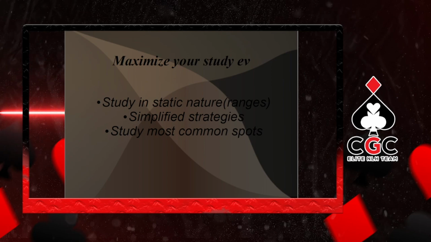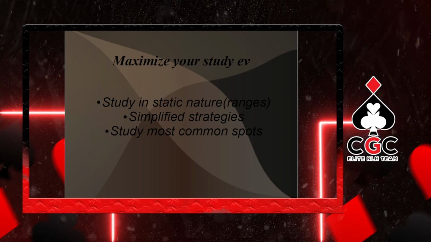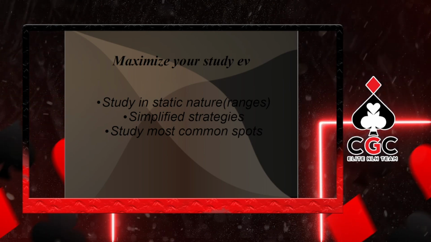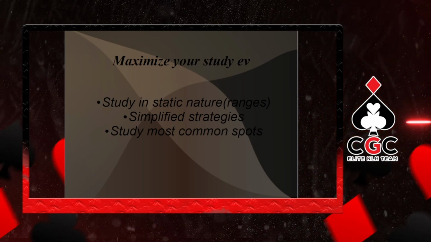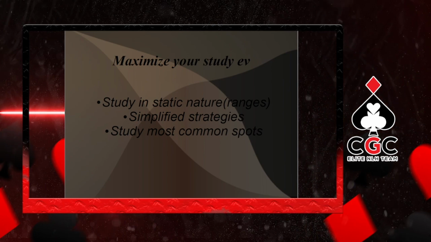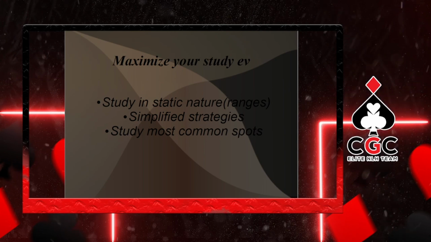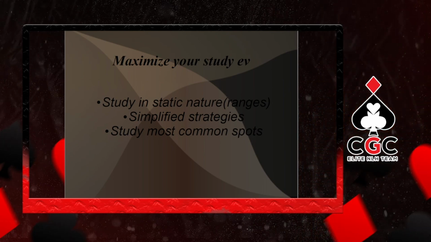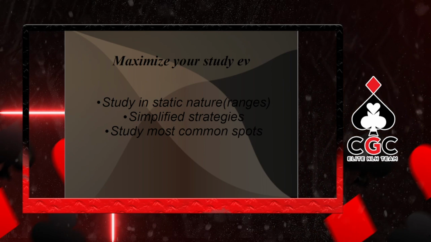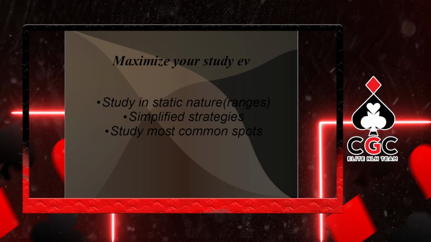Second, and it's kinda similar to the first, you have to simplify your game and use simplified strategies, because simplified strategies are easier to implement, and also take less brain damage, and so simplified strategies will make you the most EV long run. And thirdly, and most important, it's to study the most common spots you face.